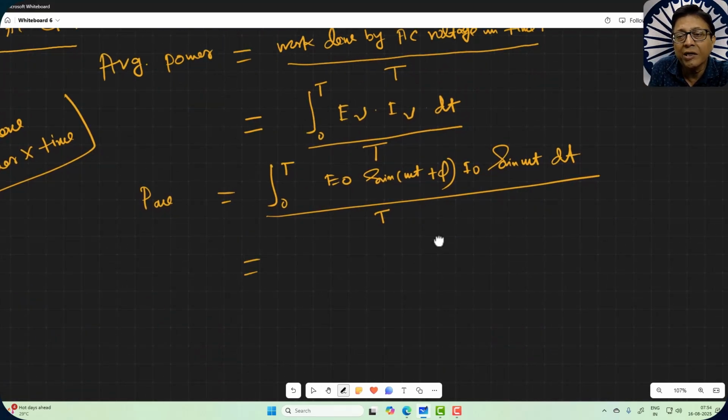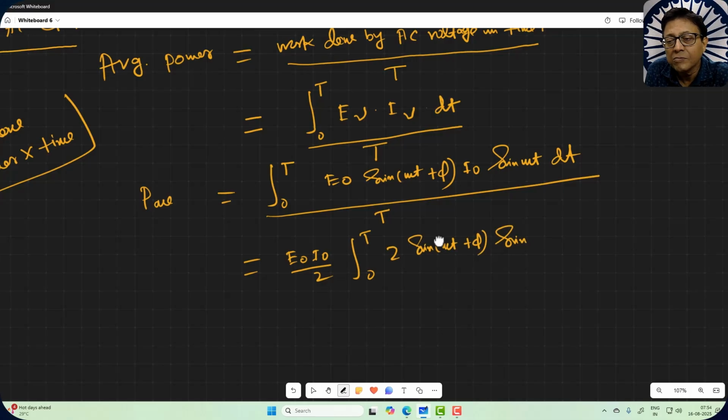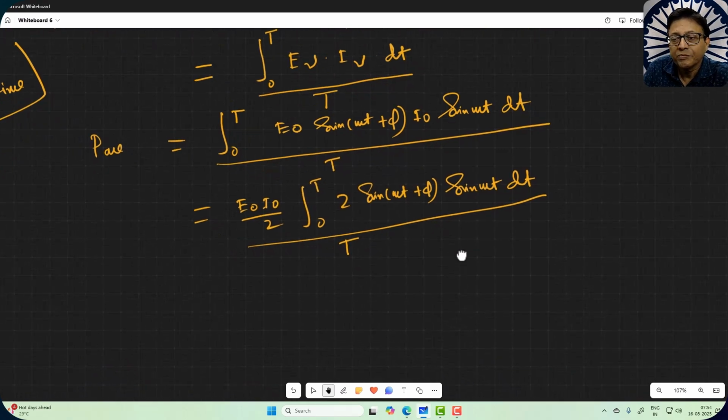Now we need to integrate this expression by keeping E0 I0 by 2 outside, 0 to T, 2 sin(omega t plus phi) sin(omega t) dt, that divided by T.